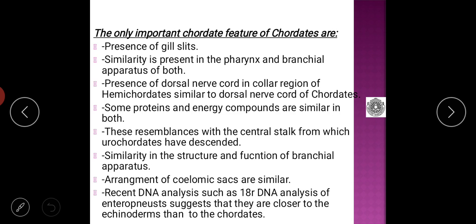Then arrangement of coelomic sacs is similar. And finally, recent DNA analysis such as 18S rDNA analysis of enteropneusts suggests that they are closer to the echinoderms than to the chordates. That means they have more affinities with echinoderms than chordates.